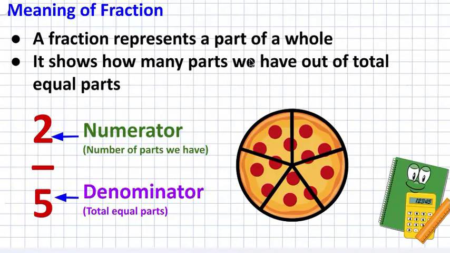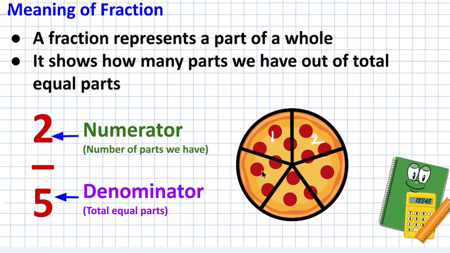For example, we have a pizza divided into 5 equal parts. So we have 1, 2, 3, 4, and 5 parts. For this pizza, let's say my own share was 2. So I took 2 out of the 5. If I want to write the fraction of the part I took, I will simply write 2, which is the part I took, over the total parts, which was 5. So that is how we write a fraction from a diagram.